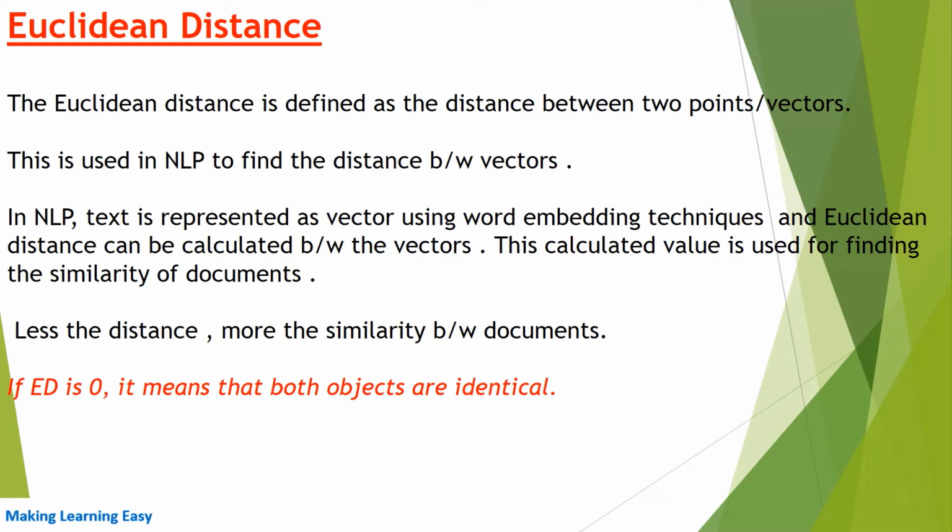In NLP, text is represented as vectors using word embedding techniques, and Euclidean distance can be calculated between the vectors. This calculated distance is used for finding the similarity among documents. The lesser the value of distance, the more the similarity between the documents. If Euclidean distance is zero, it means that both objects, documents, words or paragraphs are identical.